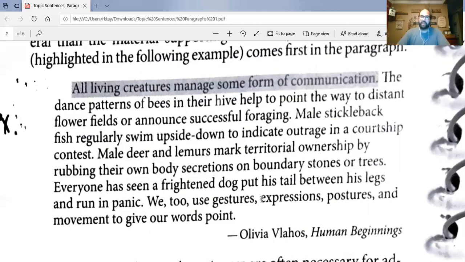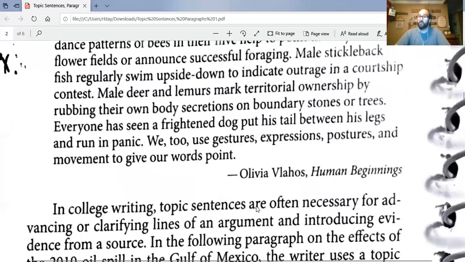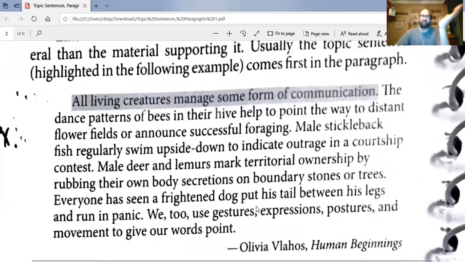So that's talking about all living creatures managing some form of communication. So that's what the paragraph is about, nothing else. And that's how you would do it in your own. And this gets really hard sometimes when you are trying to unpack and develop complicated ideas.